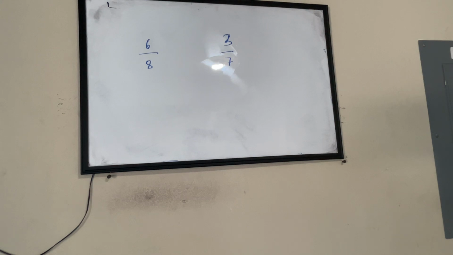Now in the table of 8, 8 1s are 8, 8 2s are 16. How many times of 8 is 50? 8 times 5. So you write a 5 here and you write a 40 here. This is not difficult. You have to just do it. Okay? Do the second one.